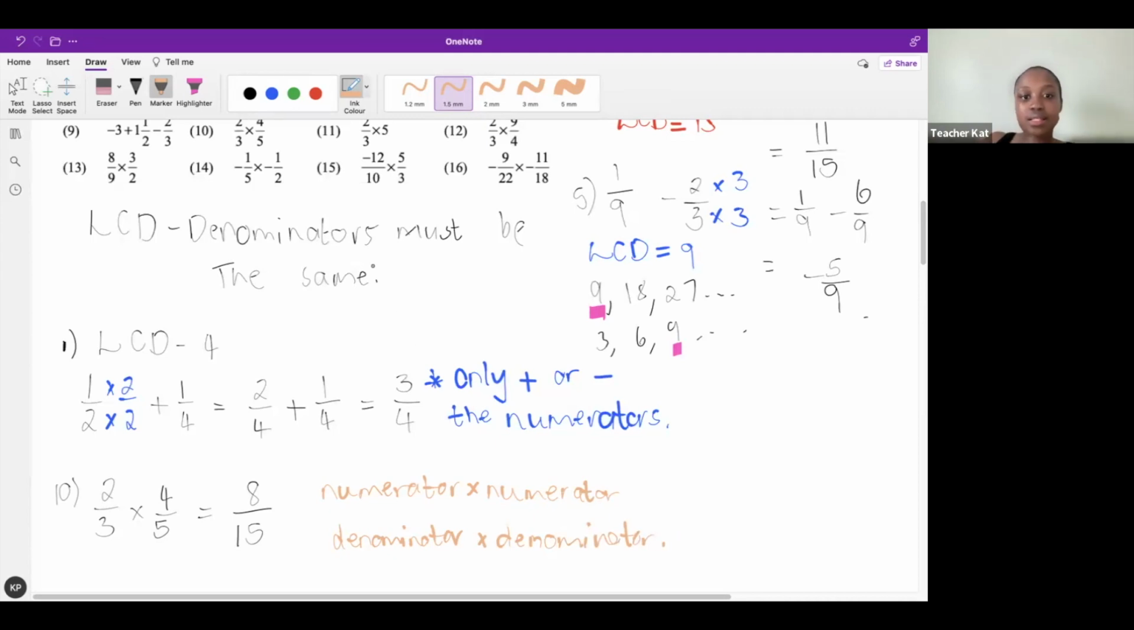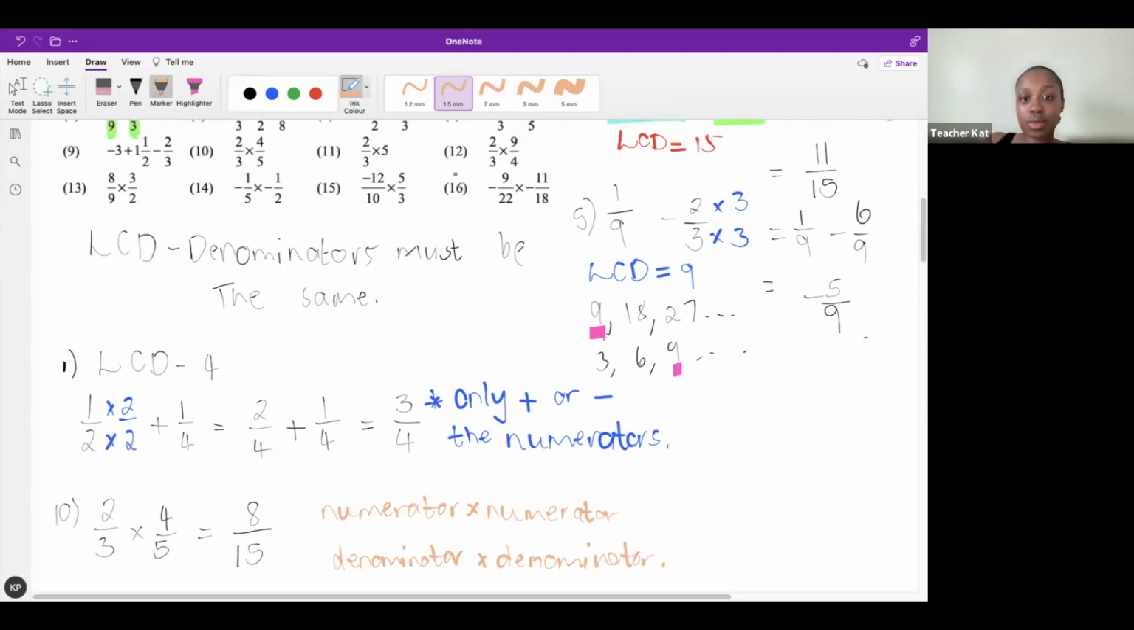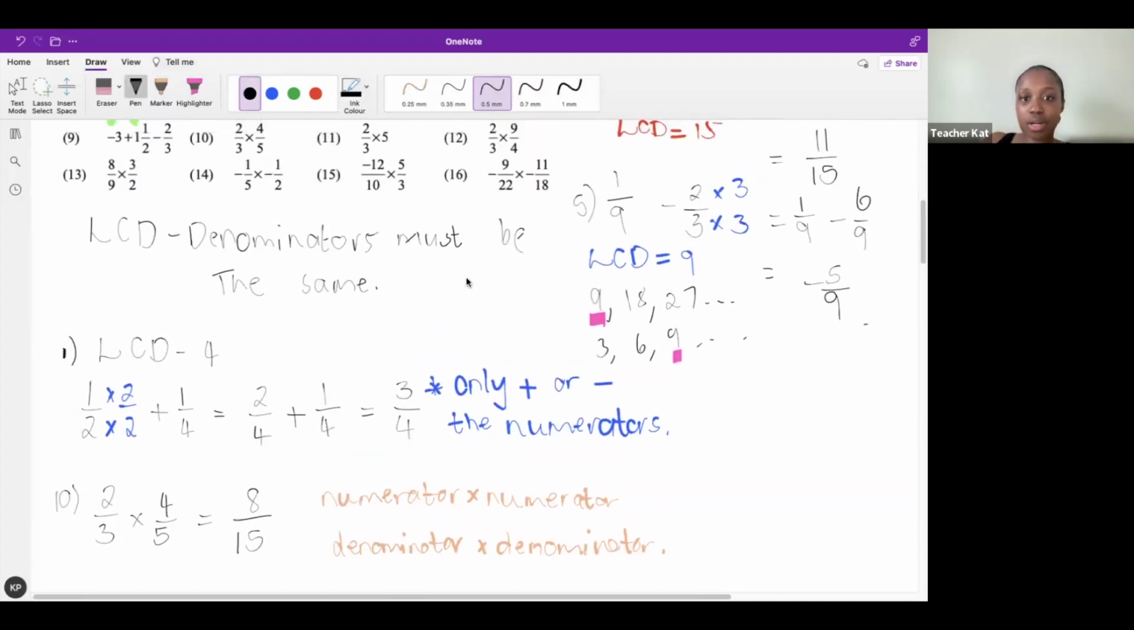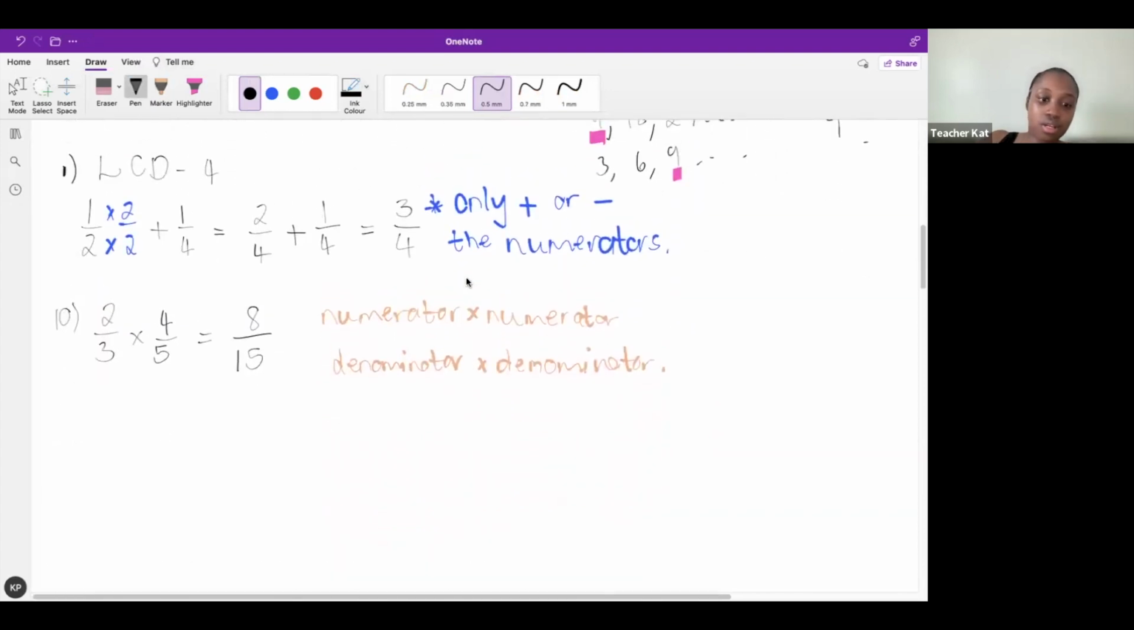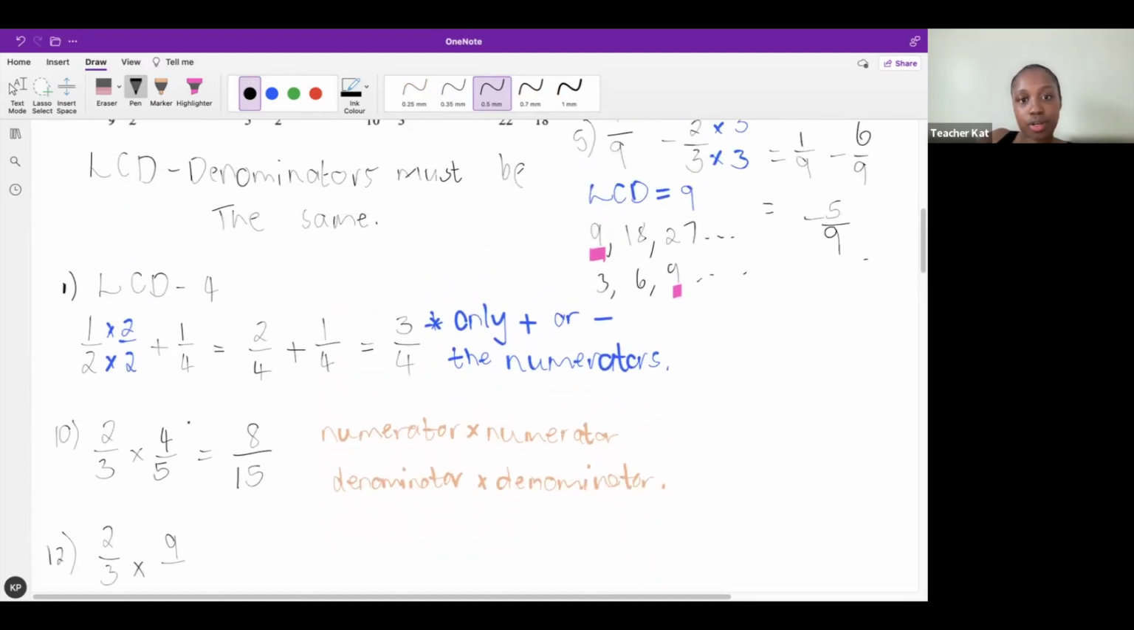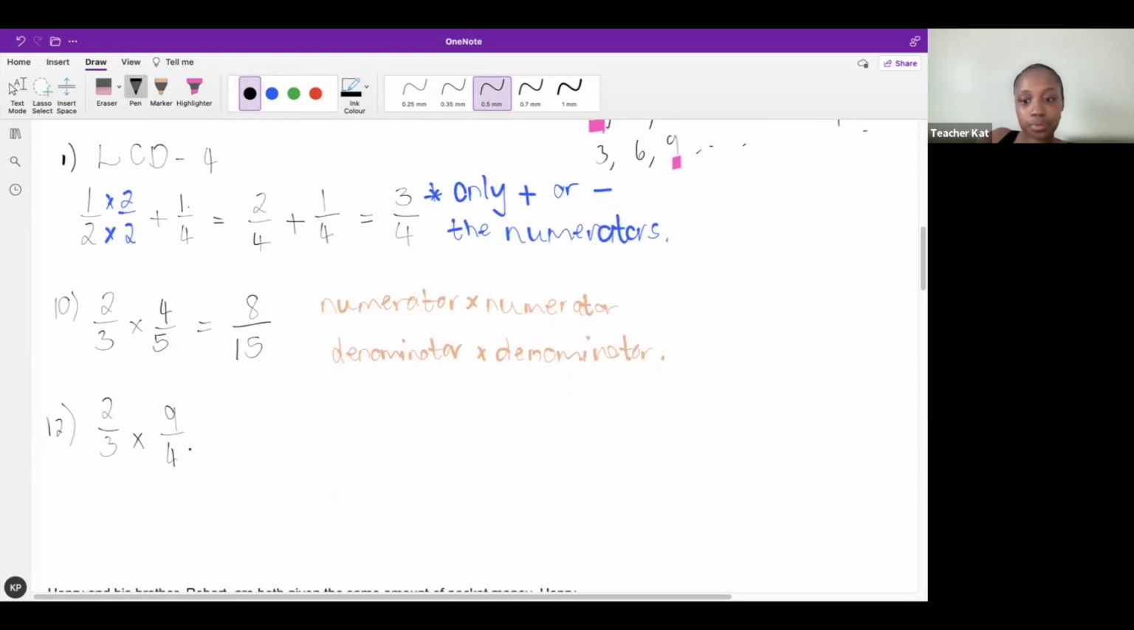Okay, now let's see if we can find ones that have common factors so we can see what happens. Let's look at number 12. Number 12 is a nice, interesting one, right? Number 12 says 2/3 times 9 over 4. Now let's start with our cross cancellation. 2 and 4, do they have a common factor? Yes. What's the common factor between 2 and 4? It is 2. How many times does 2 go into 2?